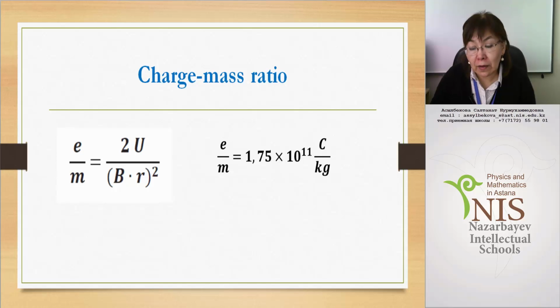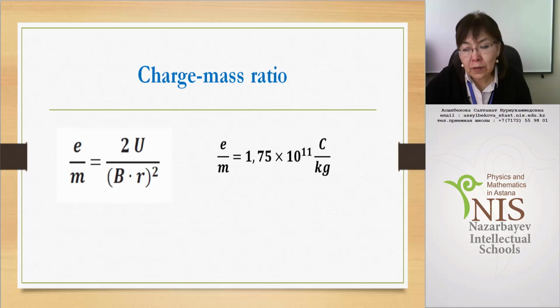And as I have said, we can calculate R by using a special scale on the screen of the tube, and the value obtained by Thomson was 1.75 multiplied by 10 to the 11th power coulomb per kilogram. We can notice that at the time of Thomson there were no scales on the screen, and he used a simple ruler to calculate the deflection of the ray. But nowadays devices let us measure the angle of deflection, and it simplifies our work.